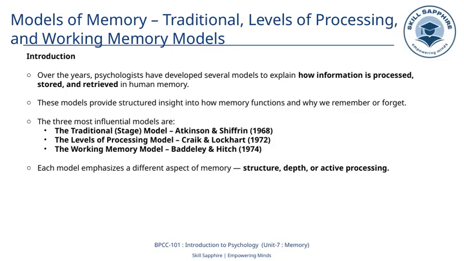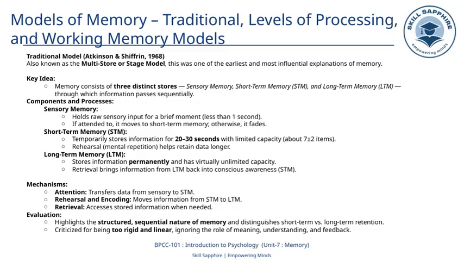By looking at these models together, we get a more comprehensive picture of how memory functions, which ties directly into understanding our overall cognitive processes and why memory can sometimes be so complex. Let's take a closer look at the traditional model of memory, developed by Atkinson and Shiffrin in 1968. This model is also known as the multi-store or stage model, and it's one of the earliest and most influential ways we understand how memory works.